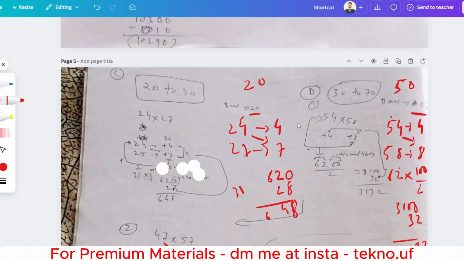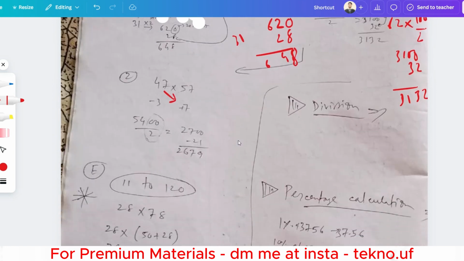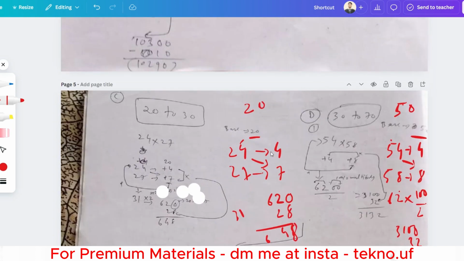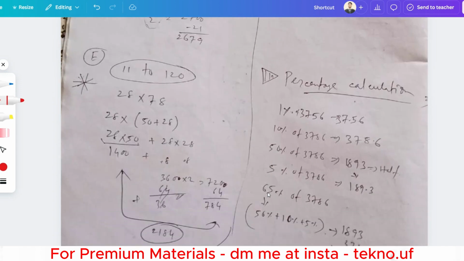Okay, 30 to 70, so you have to follow this rule. So basically 28, like 20 plus 8, you can also follow that rule, 20 plus 8. And guys, almost the similar process I have already covered, so please calculate that.